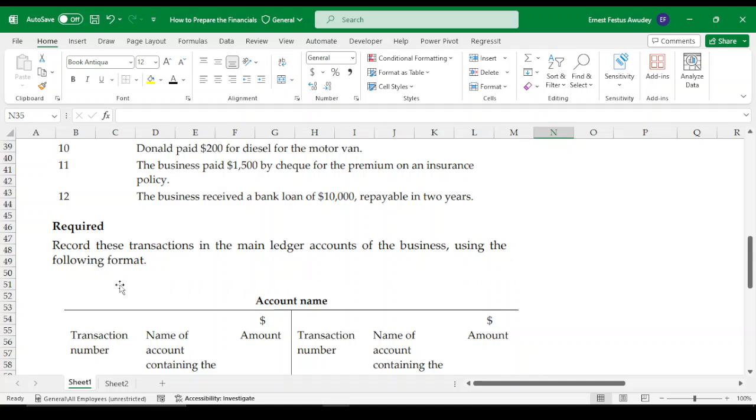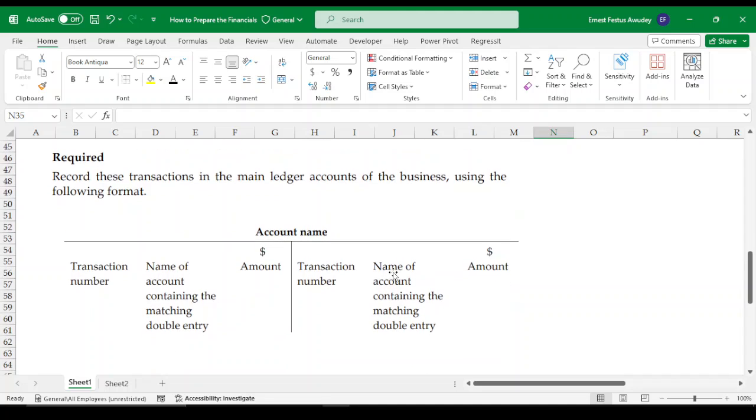using the following format. So we are to use the format here, and this is the format of the account. All right, as we have previously seen. Now, the only thing is that we have a transaction number, we have the name of the account containing the matching double entry, and then we have the amount column. And then the same thing is applied to the credit side as well. So we have the transaction number, we have the name of the account containing the matching double entry, and then we have the amount. All right.